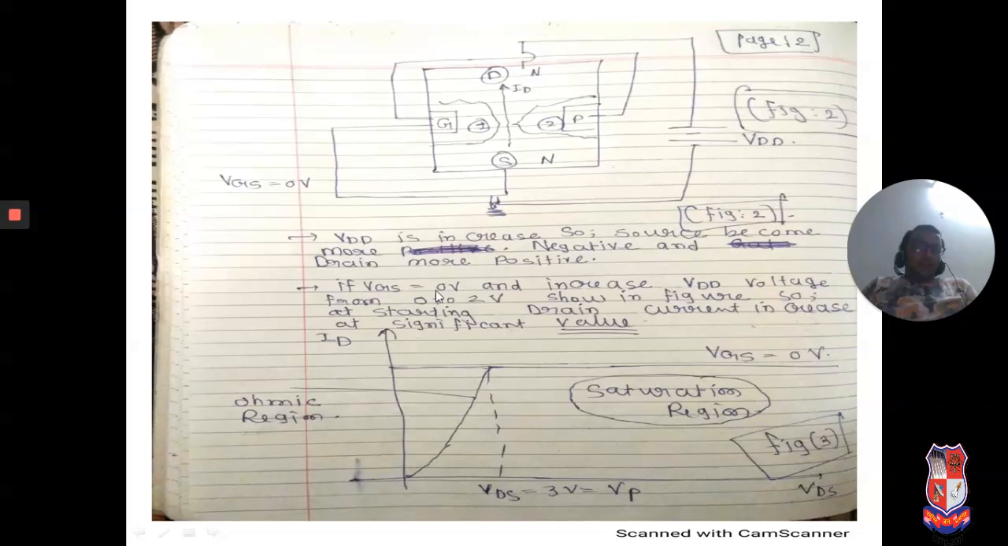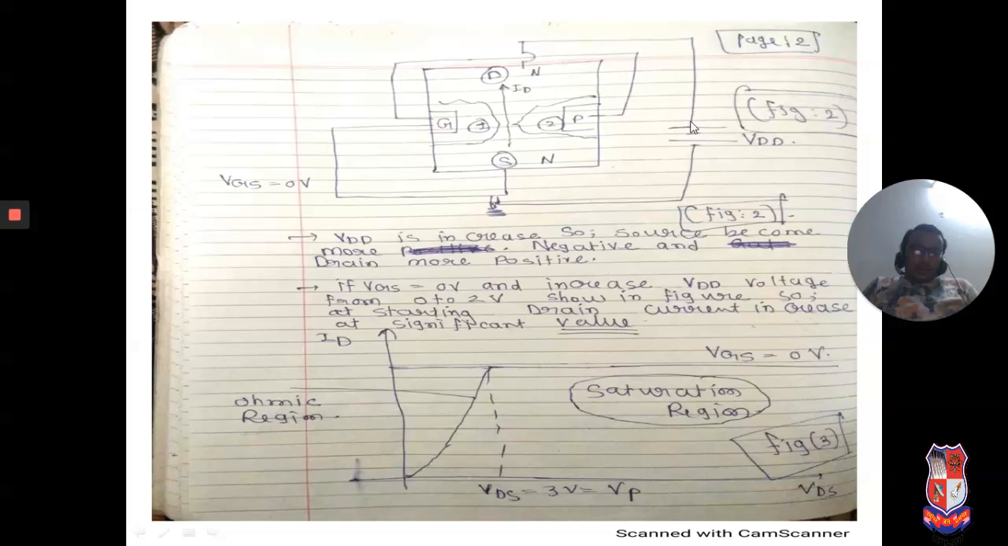If VGS equal to 0 volt and we increase the VDD voltage from 0 to 2 volts, in figures we'll see this figure. If VDD equal to 0 to 2 volt, then drain current can be raised significantly. It can be increased linearly. Value of this is increased linearly. So from 0 to 3 volt drain current is increased. But after 3 volt, drain current is constant, because if this voltage is increased, then depletion region here is also increased.